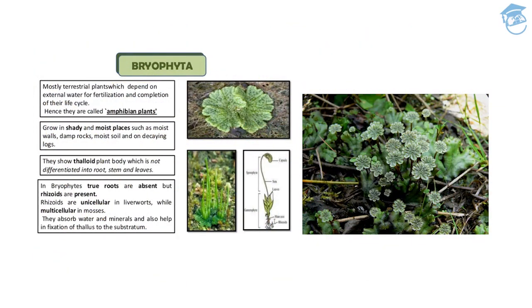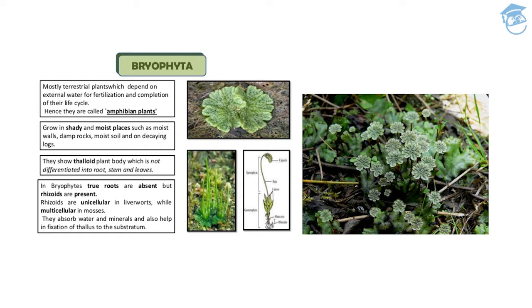Bryophyta are mostly terrestrial plants which depend on external water for fertilization and completion of their life cycle. Hence they are called amphibian plants. So Bryophyta is considered as amphibian plants because of this very reason. They grow in shady and moist places such as moist walls, damp rocks, moist soil, and on decaying logs.